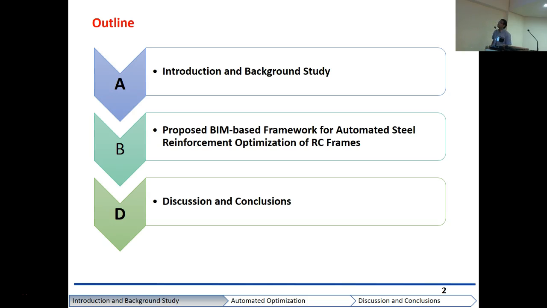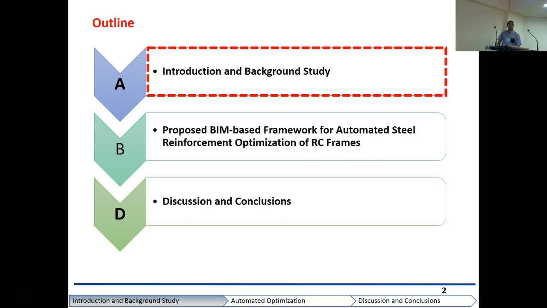The first part will be the introduction and the background study. The second part will be the proposed BIM-based framework for automated optimization of steel reinforcement. And the final part will be the discussions and conclusions. So I start with the first part, that's introduction and background study.